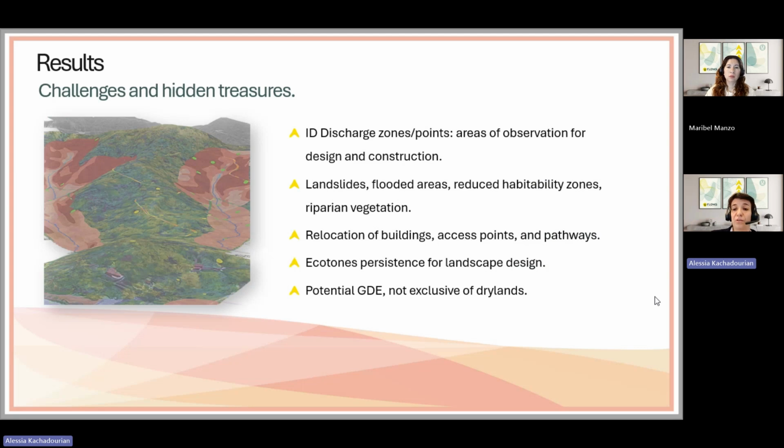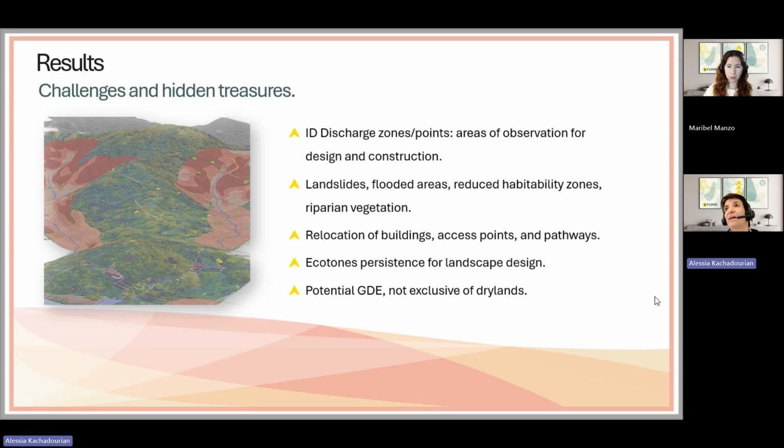for the architectural design and the construction locations, and also to modify some of the buildings, because with the architects and the engineers, we confirmed that these discharge zones have more risk. We are talking about more humidity, more risk of landslide, and so on. So the identification of discharge zones helps not only to understand the groundwater dynamics that sustain the ecosystems, but also to rethink with the developers the opportunity to relocate some buildings and also the access points and the pathways.